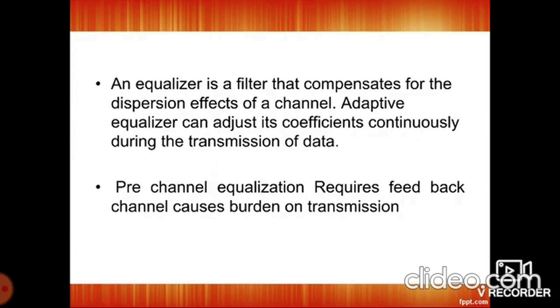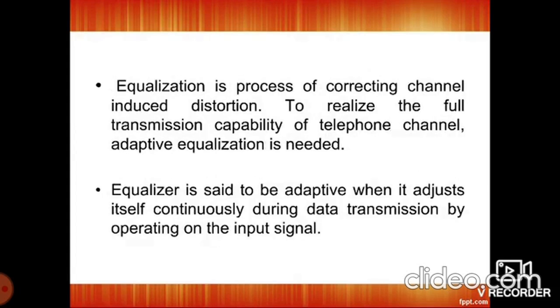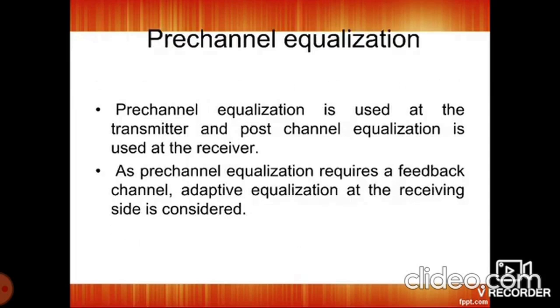As we said, pre-equalization and post-equalization. Pre-equalization requires a feedback channel, which causes a burden to the transmission. So initially the feedback is needed, it should be known first. It is a process of countering channel induced distortion. To realize the full transmission capability of a telephone channel, this adaptive equalization is needed. The equalizer is said to be adaptive when it adjusts itself continuously during data transmission. So depending upon the data, the equalizer adjusts itself. There is no need of adjusting the system; the equalizer adjusts itself.